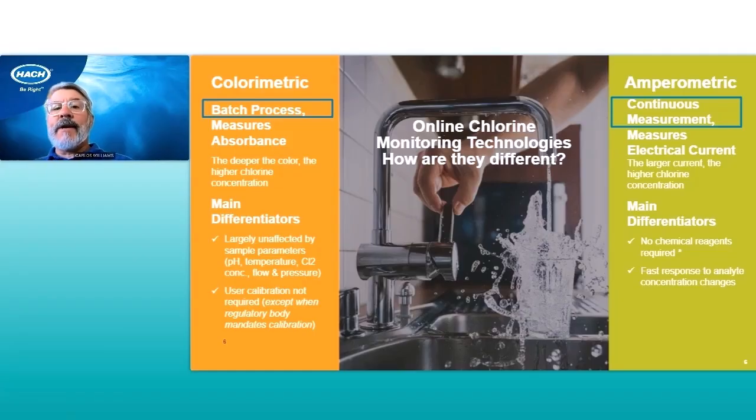On the right, the amperometric is a continuous measurement, compared with the batch measurement in the colorimetric analyzer. The continuous measurement is always measuring an electric current. The larger the current, the higher the chlorine concentration. We'll talk more about those differentiators at the bottom in a little bit.